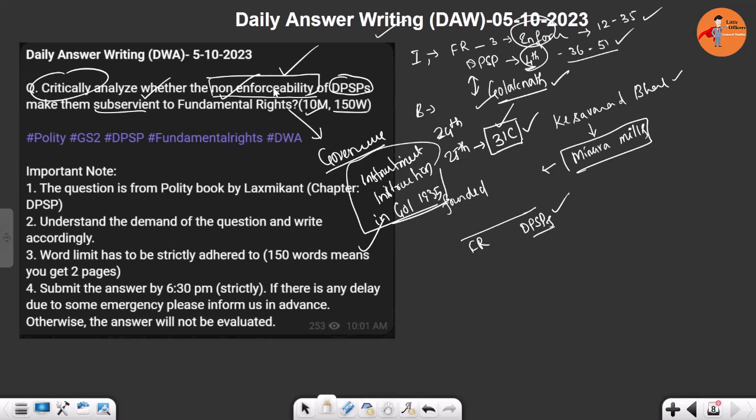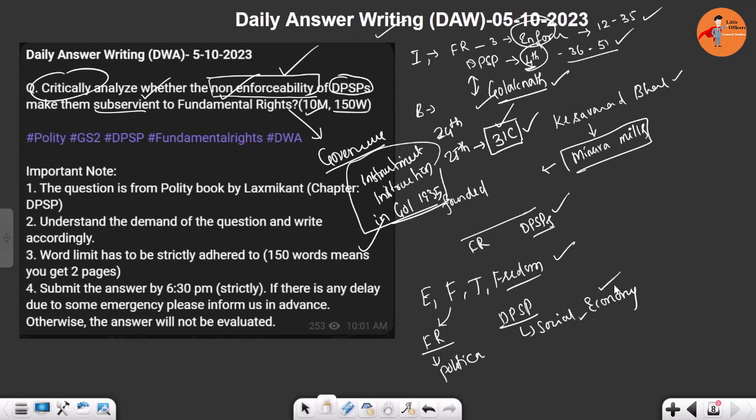At the bottom line, do write it: both fundamental rights and directive principles of state policy are essential in giving the citizens the ideals of the constitution, such as equality, fraternity, justice, all kinds of justice, and freedoms. In all of these, both of them are essential. The fundamental rights take care of the political equality portion, whereas the directive principles of state policy take care of social and economic justice and equality. So this is how we can conclude it.